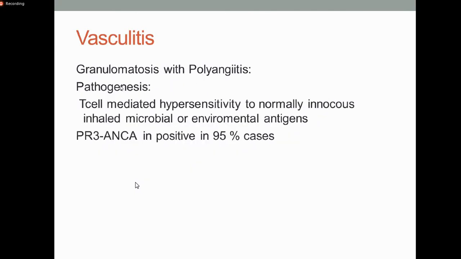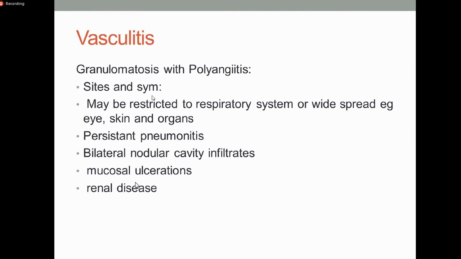Granulomatosis with polyangiitis pathogenesis is T-cell mediated hypersensitivity to normal innocuous inhaled microbial or even environmental antigen. PR3 ANCA is positive in 95% of cases. So this is quite a lot. So you can monitor this with it, and you can find out any exposure to inhaled microbes or environmental antigen. Based on this pathogenesis you can take the history as well.